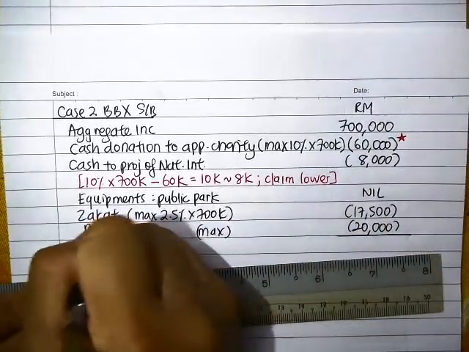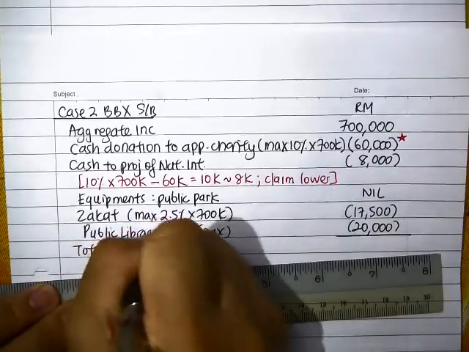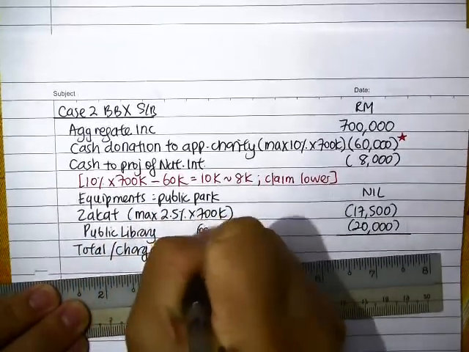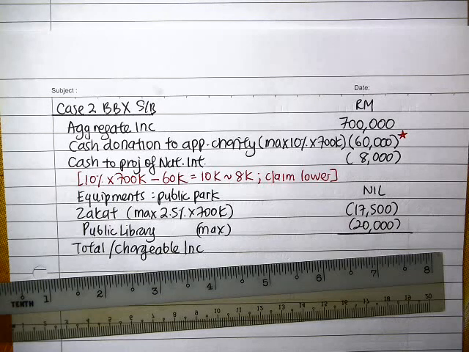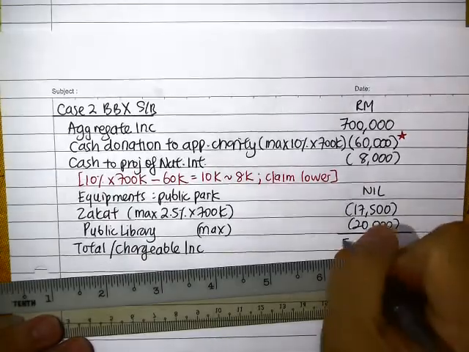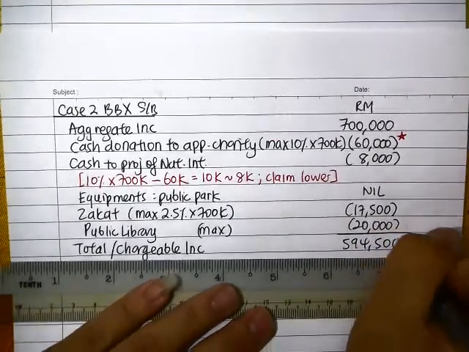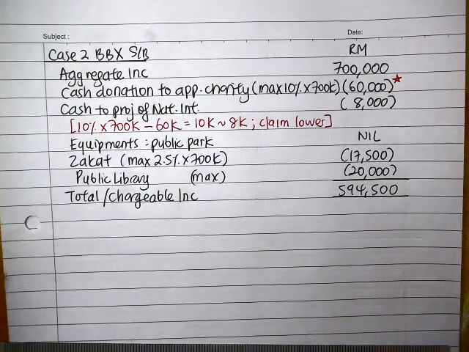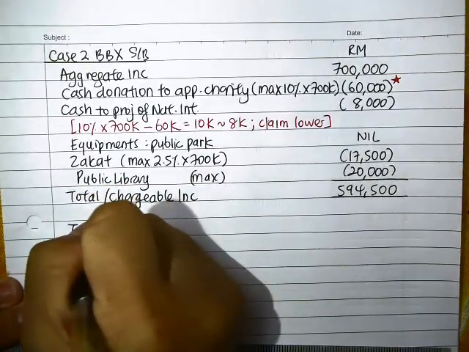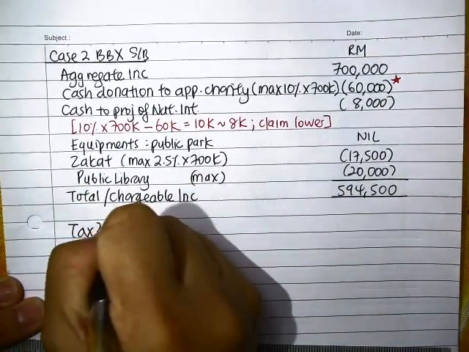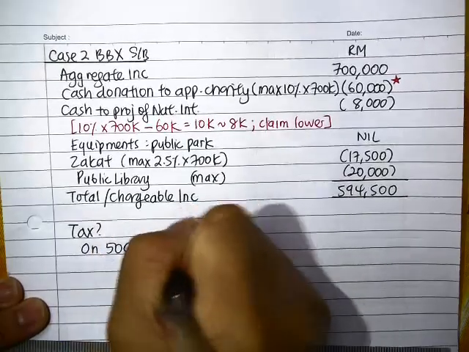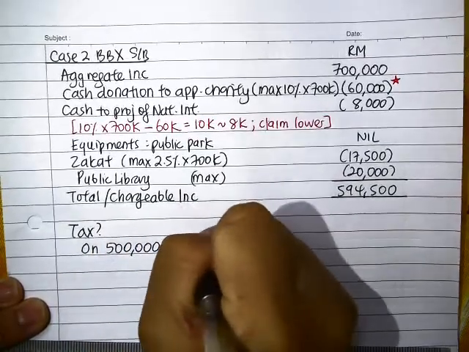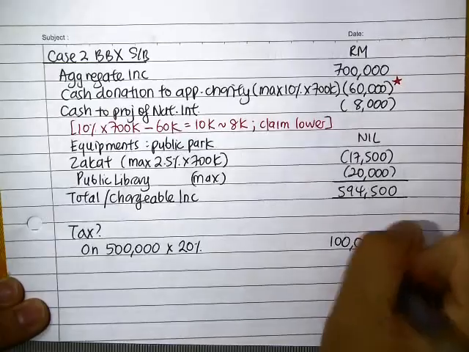Now, so all in, my total chargeable income is 594,500. Okay, so how much tax that BBX has to pay? Now this is a small company, right? So on 500,000, you pay 20%. So it's 100K.